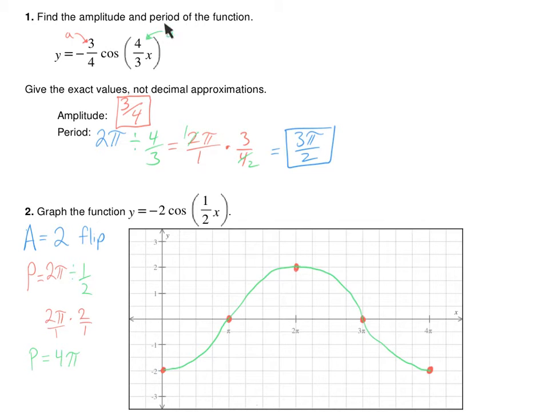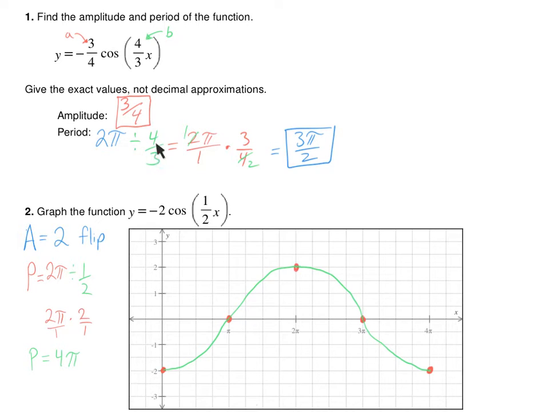Alrighty, let's find the amplitude and period of this cosine function. The amplitude is always the front part, but it's the absolute value of that, so it's just the 3/4. The period, well, this is your b value, and that helps you create your period. So what you do is you take 2 pi, and you divide by the b value. So 2 pi divided by 4/3.